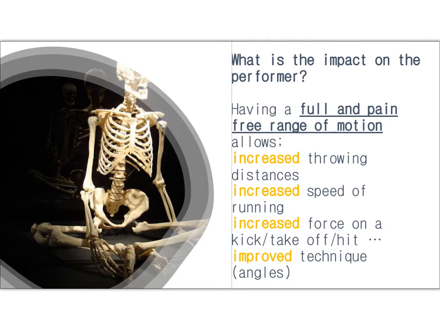So why is it important to have a full and pain-free range of motion? Well, the impact on a performer is really quite big. If an athlete, for example, has full range of motion at the shoulder, they'll be able to throw their javelin a lot further. They'll also be able to have a better technique, but it will increase the distance as you can apply momentum and force through a bigger range of movement.